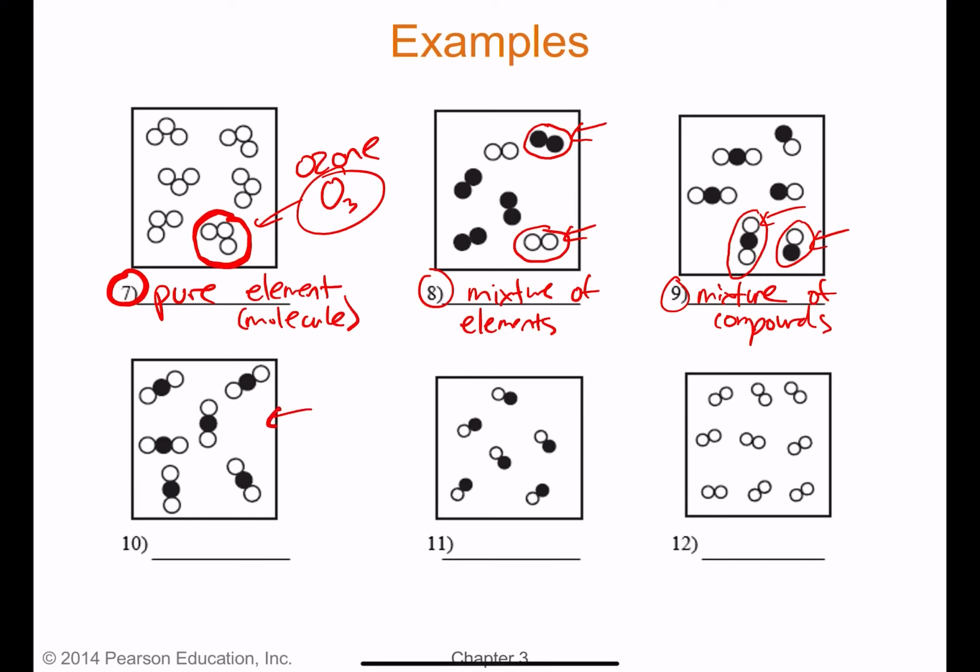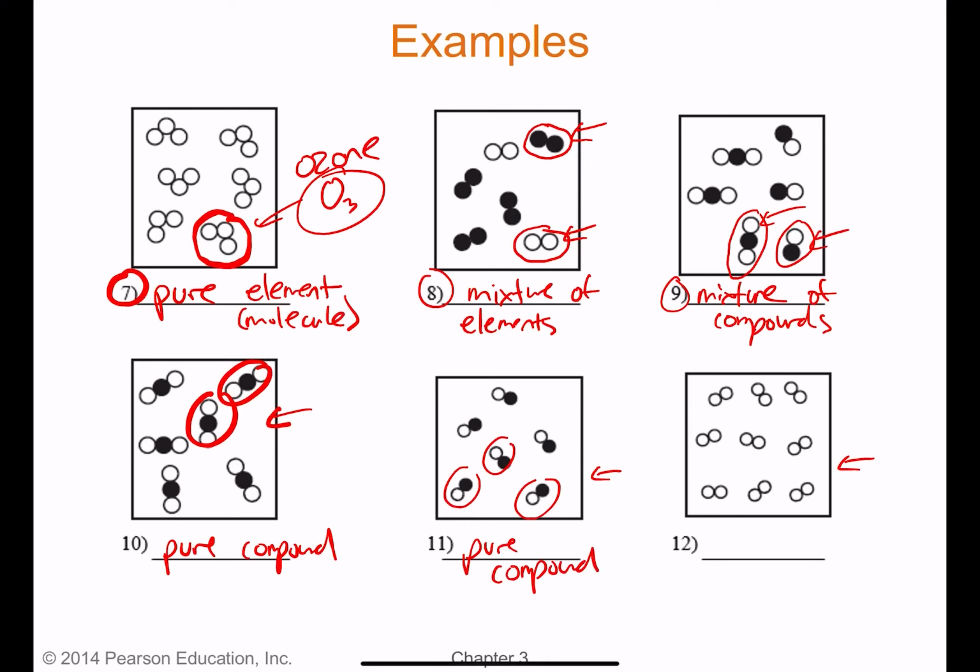Next one, all of the little particles look like they've been drawn the same, white, black, white. So this is pure. This is a pure compound. Same kind of thing here. Looks like we've got compounds drawn as opposed to elements, and all the little particles have been drawn the same. So I would call this a pure compound.